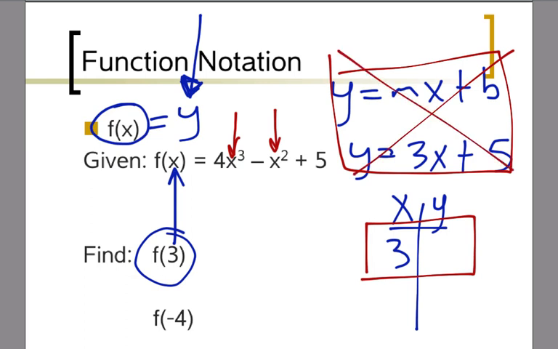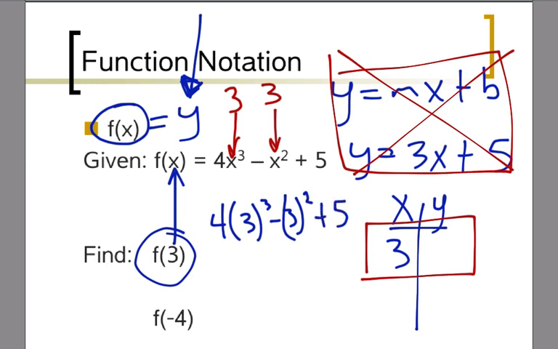So what I have going on here is I'm putting 3 in for each one of these x's, and then that's going to rewrite to be 4 times 3 to the third power minus 3 to the second power plus 5, where the two 3's were the things that I replaced. Okay, and then you just work it out to figure out what the y value would be, because this is equal to y, or f of x.